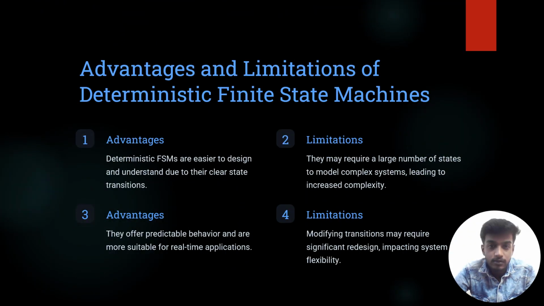Next, we will discuss the advantages and limitations of deterministic finite state machines. The advantages are: deterministic FSMs are easier to design and understand due to their clear state transitions. They also offer predictable behavior and are more suitable for real-time applications. The next are limitations. They require a large number of states to model complex systems, leading to increased complexity. Modifying transitions may require significant redesign, impacting system flexibility.